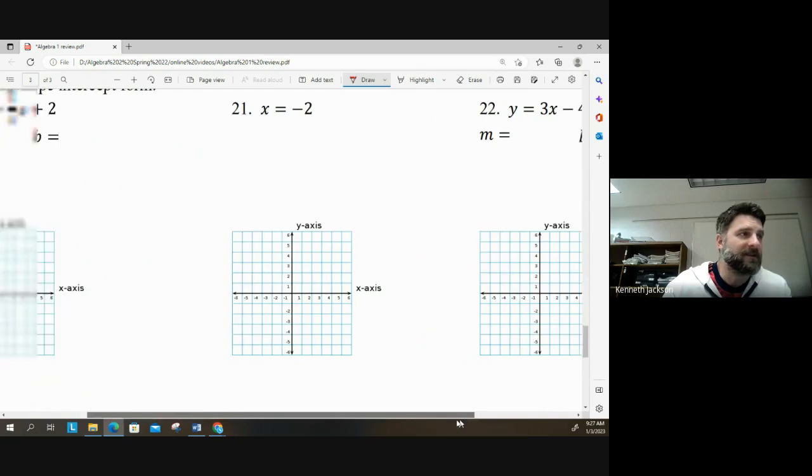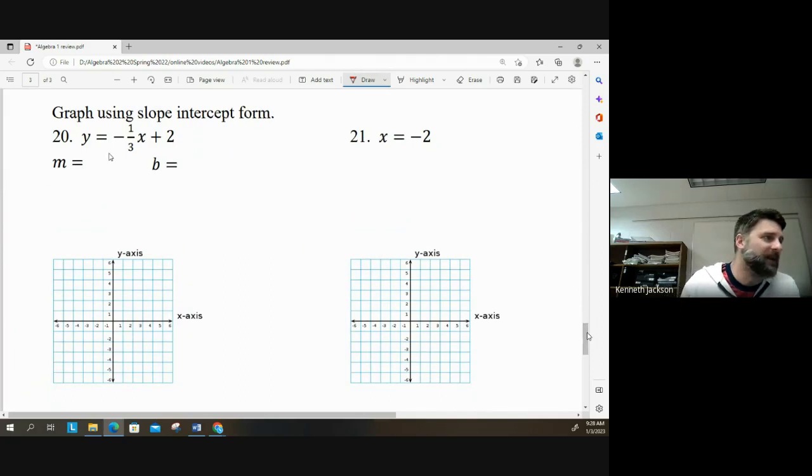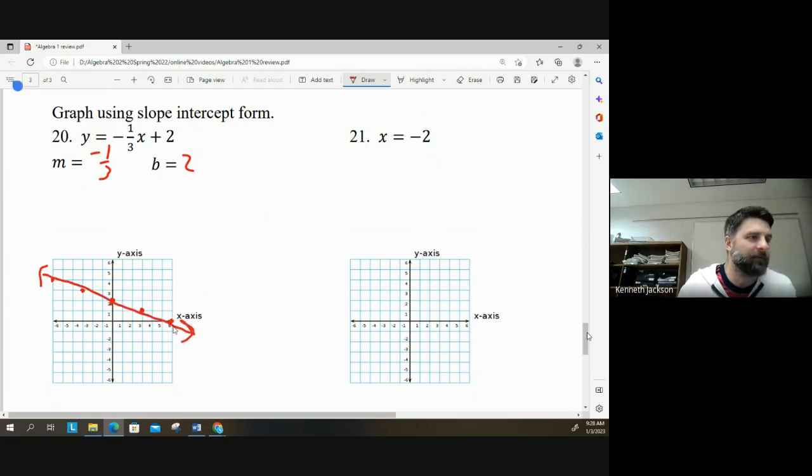A much more efficient way of graphing lines would be to use this thing called slope-intercept form. That's y equals mx plus b. M being the number in front of x. B is the y-intercept. So I can start with my y-intercept at 2. And then I can use my slope down 1, right 3, down 1, right 3, or up 1, left 3, up 1, left 3. And again, it makes a picture of a line.